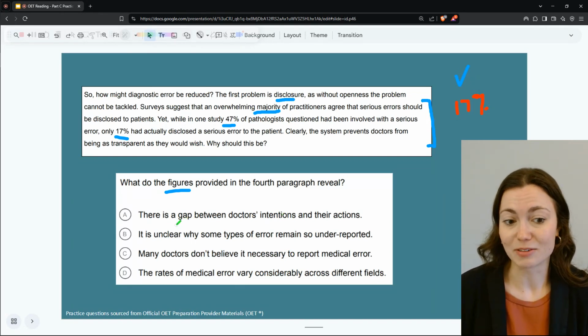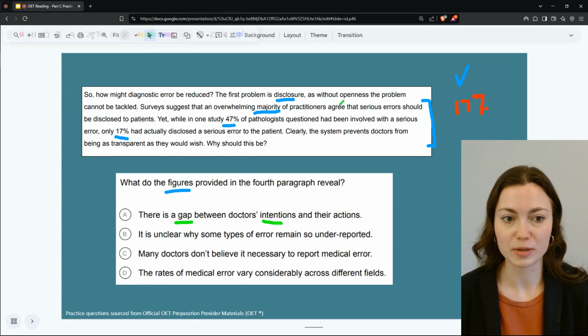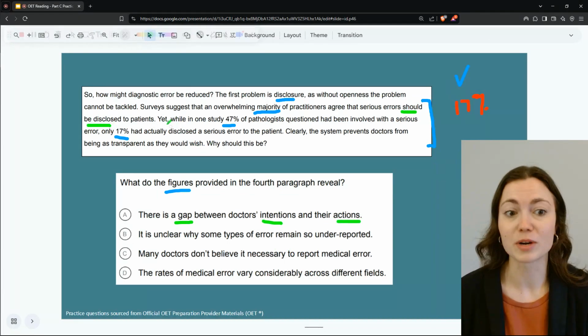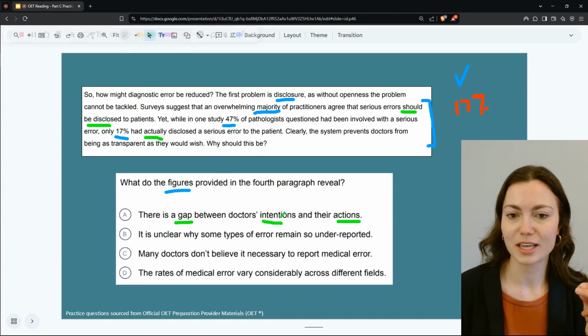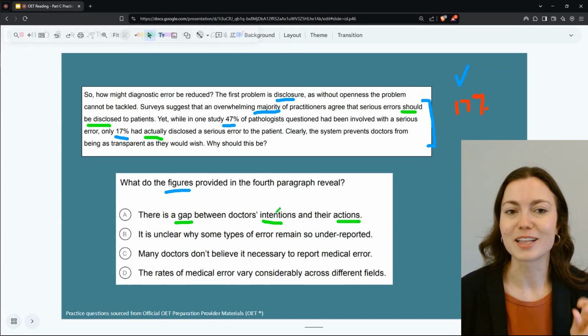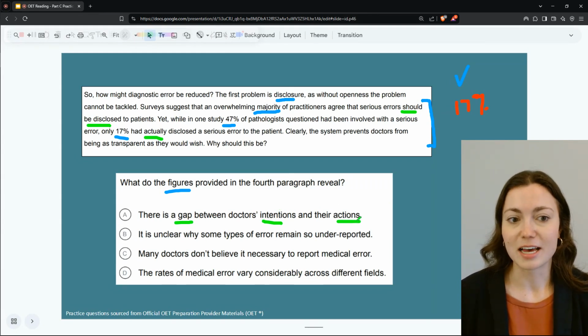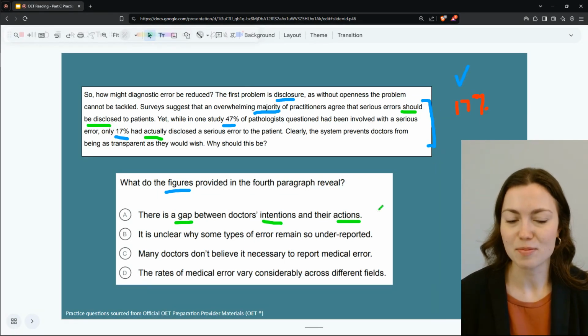This part in A, right? There is a gap between doctors' intentions, or what we see here in the language, "they should be disclosed to patients," that's what they're viewing, versus the actions in reality. The word "actually": what have they actually disclosed? So often with the word intentions, you're looking at what people think is good or what should be done, or what is likely a good thing, right? And the reality of the actions is, yeah, very few people actually did that. So hopefully you can see that gap is represented there.